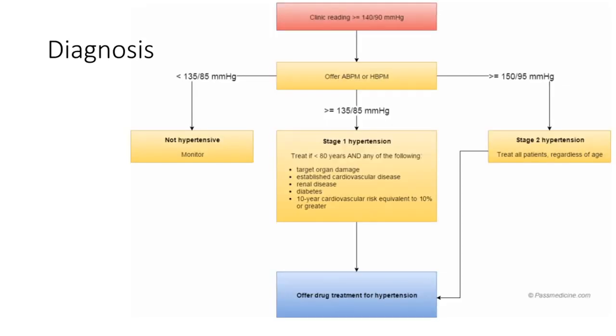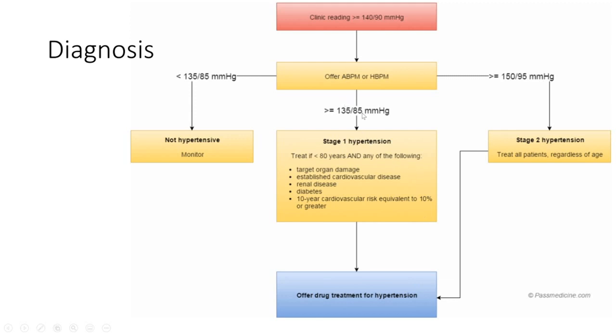How do we diagnose it? Well, the patients will come into the clinic, and if they're reading blood pressures of greater than 140/90, we need to be offering them ambulatory blood pressure monitoring or home blood pressure monitoring, where they can do it themselves if they've got the facility to do so, but they want regular monitoring over different times of the day. If that average blood pressure is below 135/85, they're not hypertensive. If the average blood pressure is over 150/95, we define that as stage 2 hypertension, and we automatically treat all these patients.